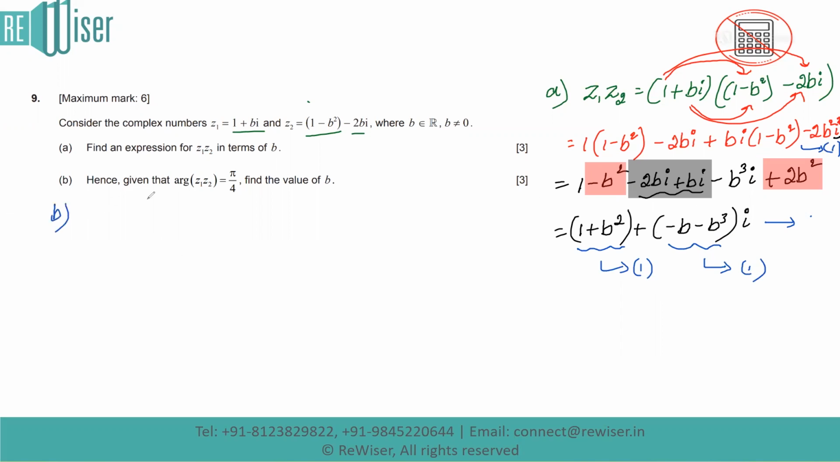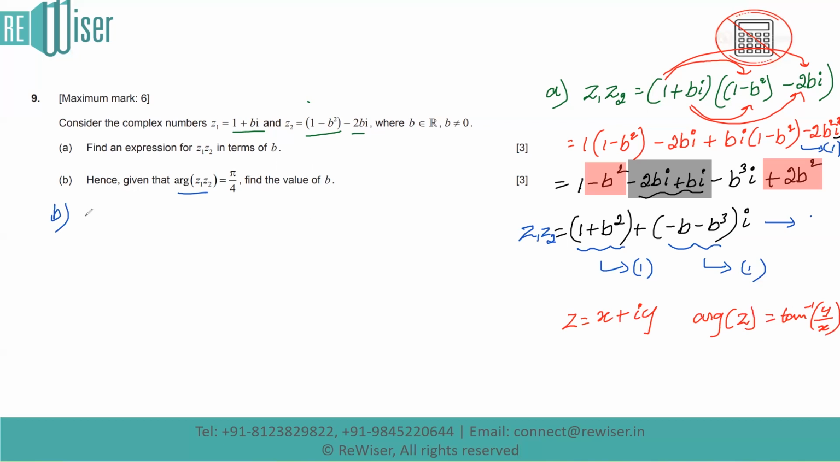And for part B, hence given that the argument of this Z1 times Z2 is pi by 4, we need to find the value of b. Whenever I talk about argument of any complex number, whenever we have something like x plus iy, the argument of this complex number, if I consider taking this as z, is going to be equal to tan inverse of y by x.